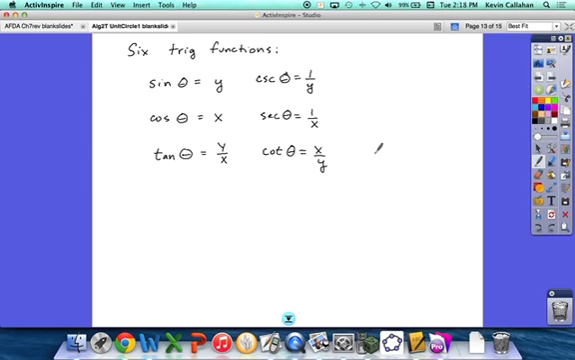Right? Then you got to remember, does cosecant go with cosine or does it go with sine? It goes with sine, right? So put the cosecant across from the sine and put the cosine across from the secant. And now just flip it. Y, 1 over y. X, 1 over x. So for all the unit circle angles, that's what you're supposed to use.